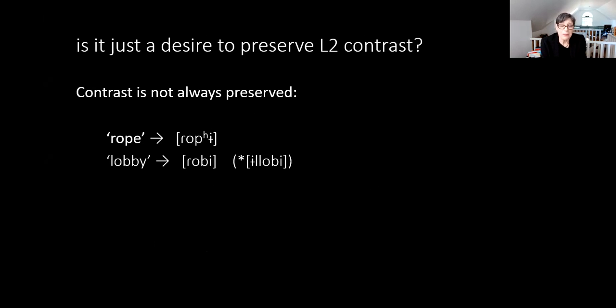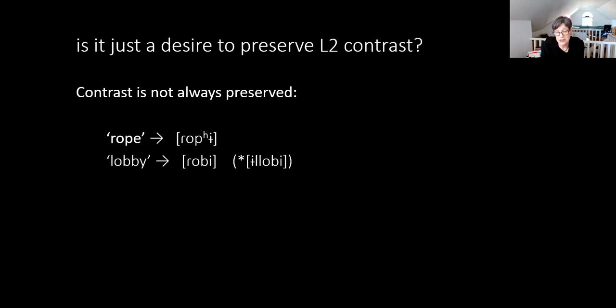Another possible explanation is that this is just mapping. You have a two-way contrast in English, you have a different two-way contrast in Korean, but it's close enough. And so you just want to preserve that contrast. And of course, there's something right about that, but it is important to note that this contrast between R and L in English is not always preserved in Korean borrowings.